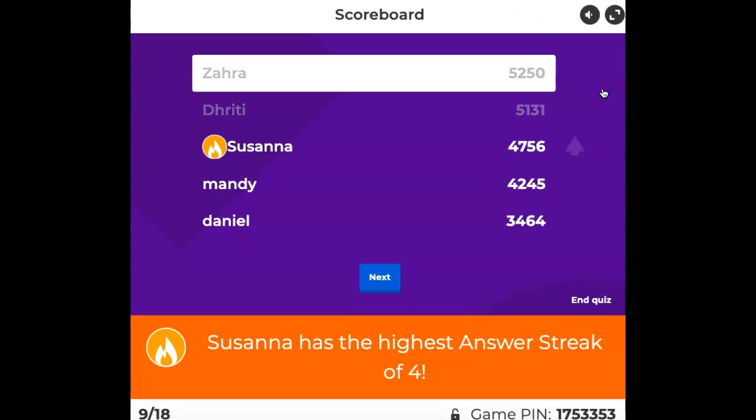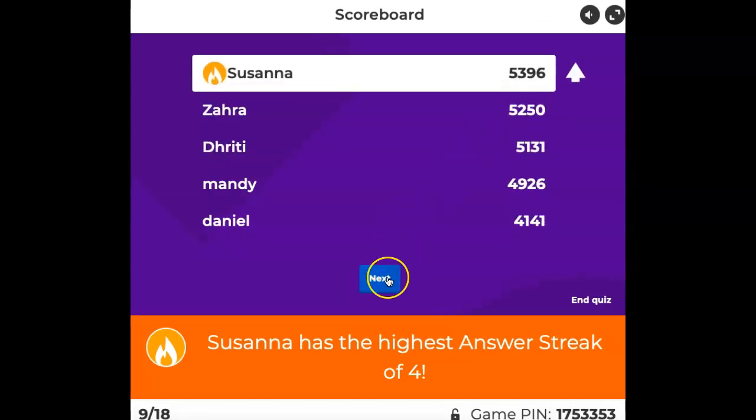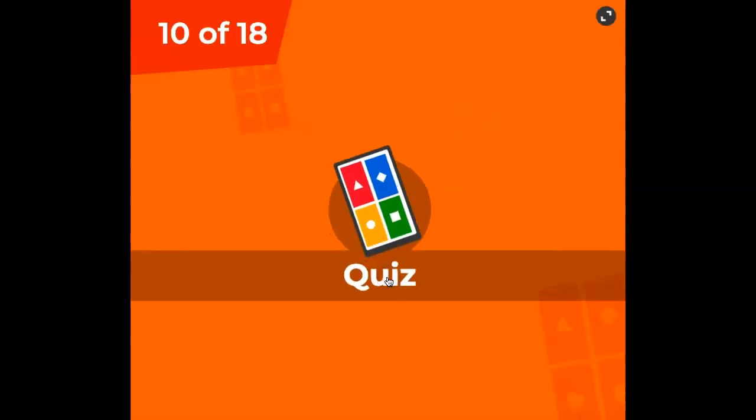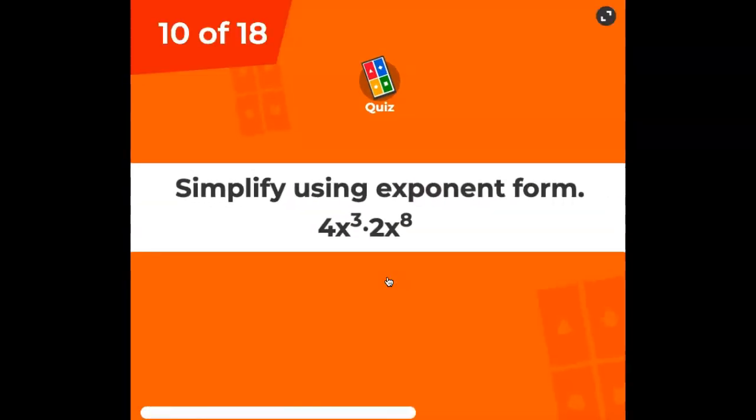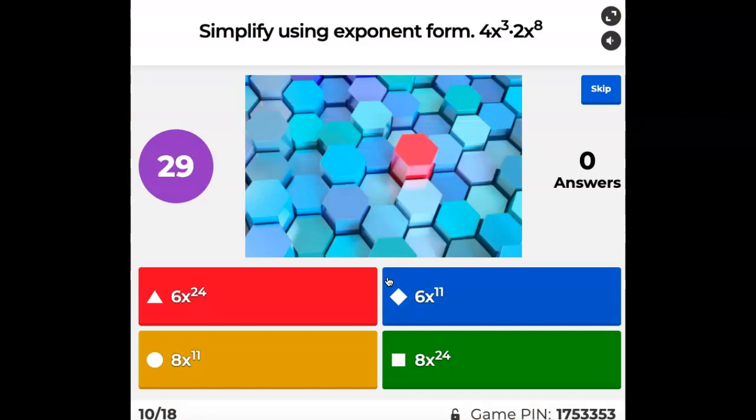Alright, let's see who got this right. Susanna, Zap, Sarah, Dridi is coming right next. Question number 10. This is a little bit challenging, but I want you to try. 4x cubed times 2x to the 8. 4 and 2 are not the same, so you just have to multiply that.